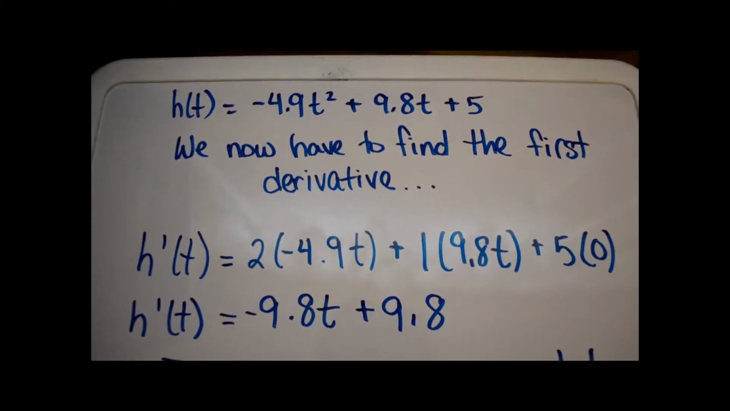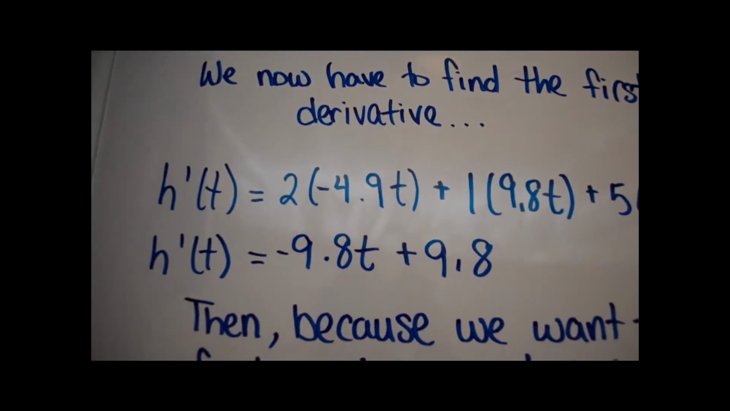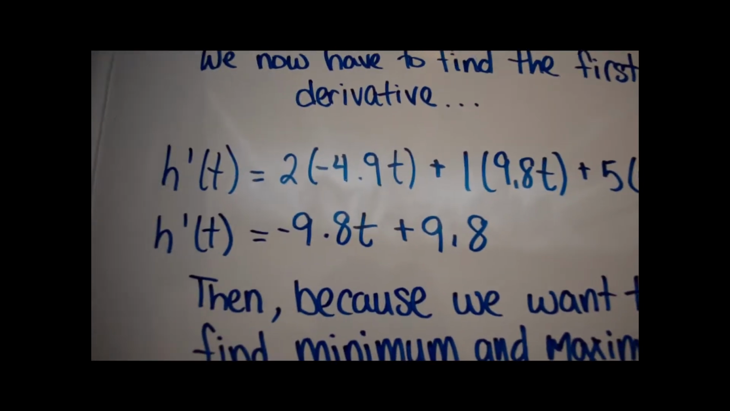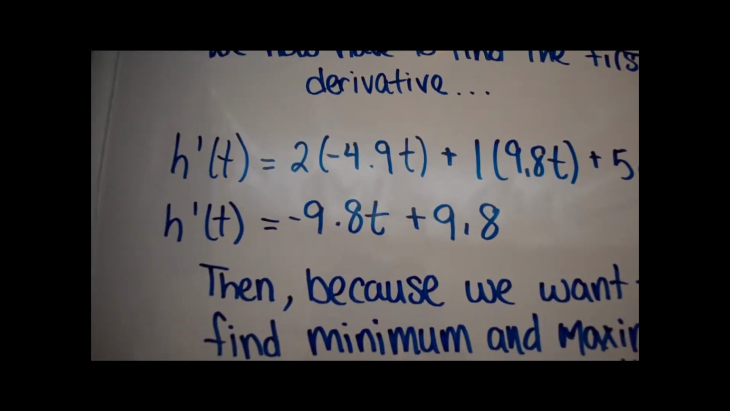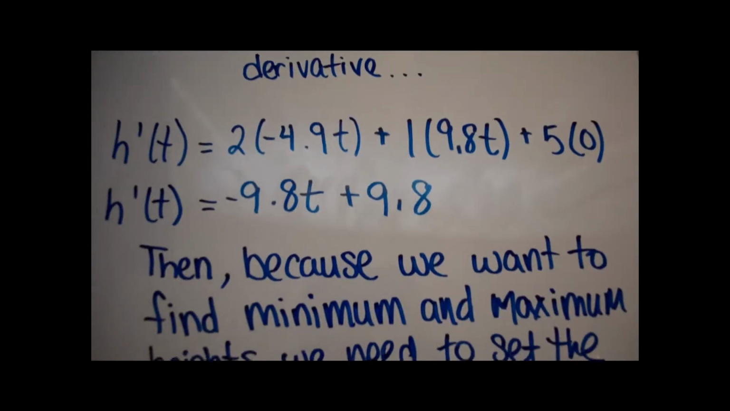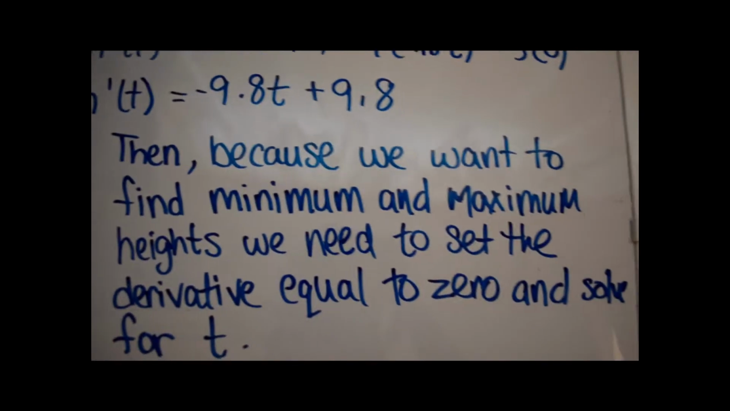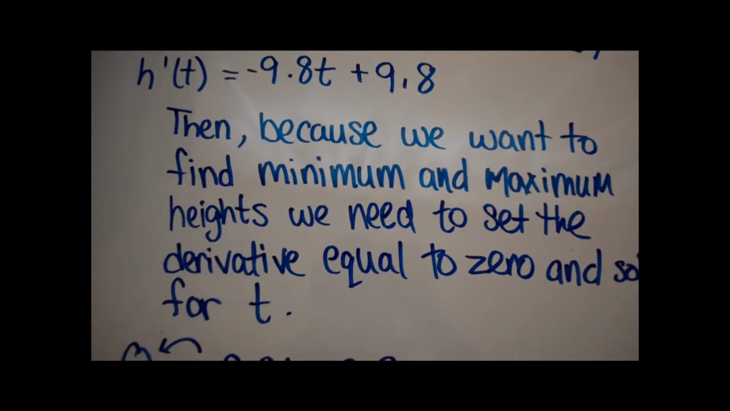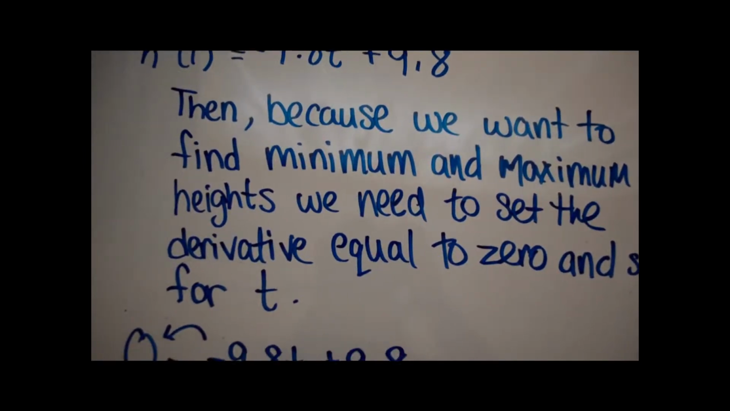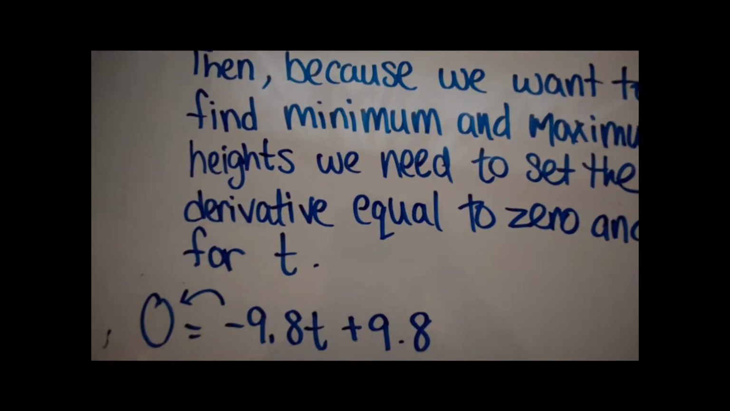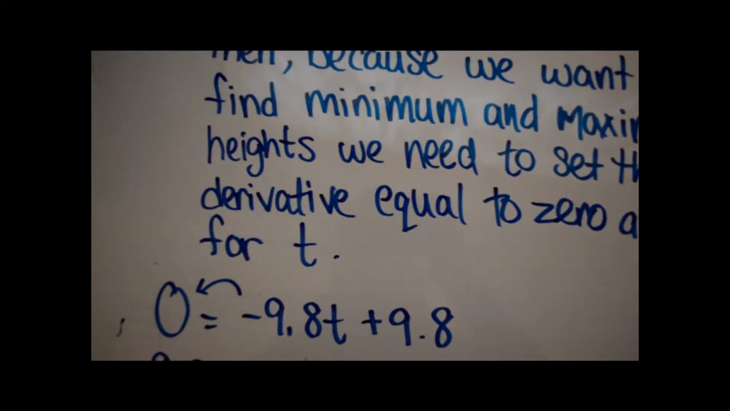so 5 times 0. Therefore, the first derivative of the h at t equation is h prime at t equals negative 9.8t plus 9.8. Then, because we want to find the minimum and maximum heights, we need to set the derivative equal to 0 and solve for t. This is because at min and max heights, the slope will be 0. Therefore, we should set it to 0 to find out when the maximum and minimum heights occur.